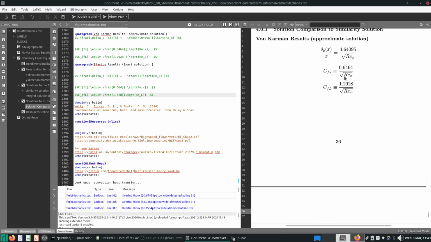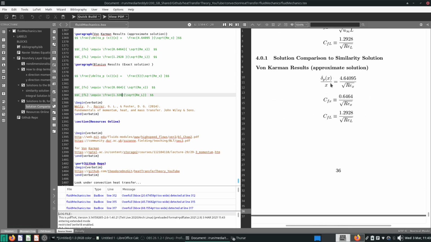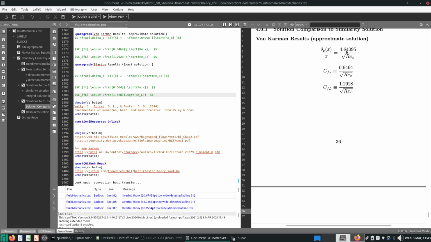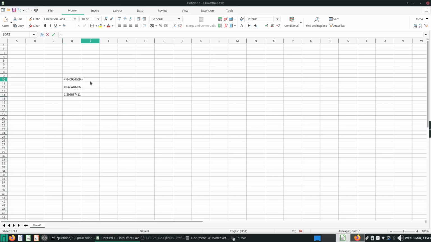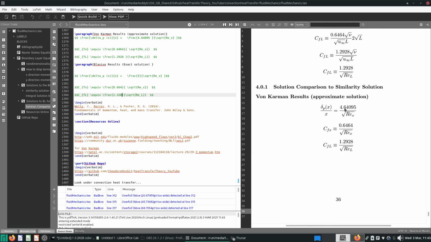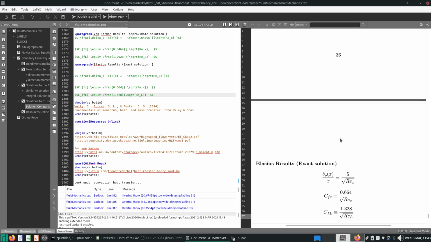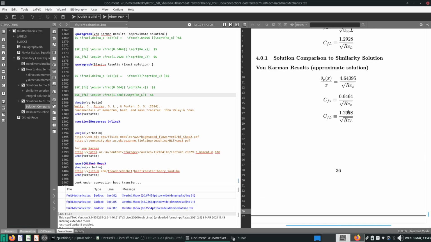Okay, you notice that it's not that bad an estimate. Even though this von Karman result, the approximate solution, is just an estimate, it actually gets pretty close. 4.64 compared to 5. You're less than 10% off. If you divide by 5, then times 100, you're about 7% off. You're actually 7.2% off if you compare this boundary layer thickness.